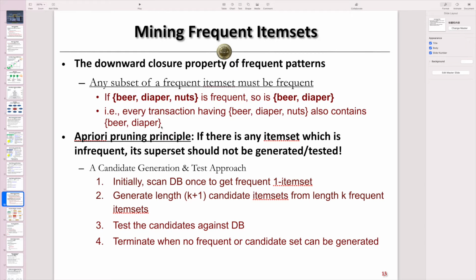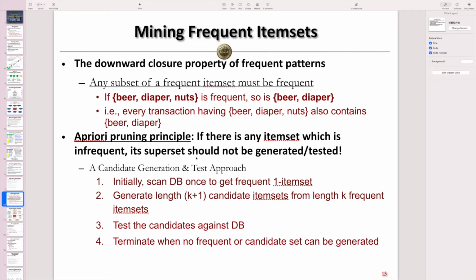Besides the downward closure property, another property we have is called the Apriori pruning principle. It means if we find an item set which is already infrequent, then all its supersets will be infrequent as well, and they will not be generated. Because if a pattern is already infrequent, putting more items into this pattern will not make it frequent either, right? So based on this rule, we can shrink the search space for pruning in the mining process.